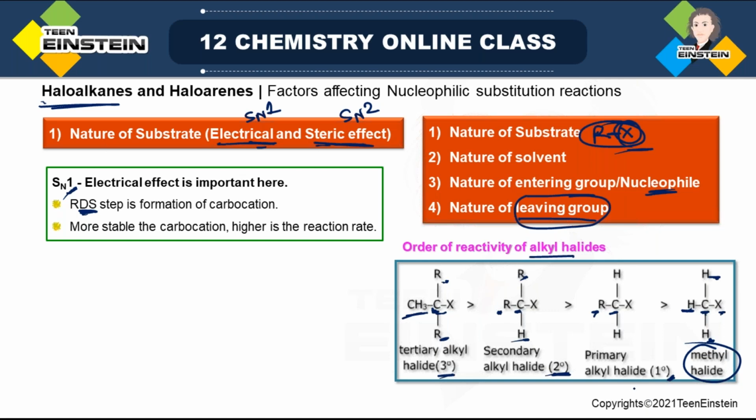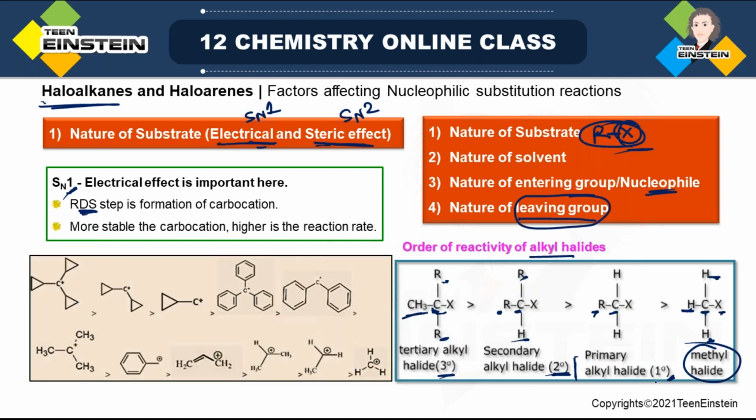Basically, when it is SN1, maximum up to 2 degree you can get some result, but if it is 1 degree, it will now undergo SN2, and if it is methyl halide, obviously SN2 is highly preferred. So mainly it is important for 3 degree and to some extent for 2 degree also.